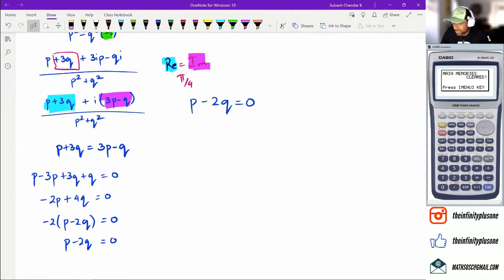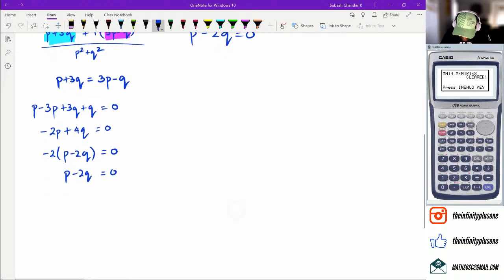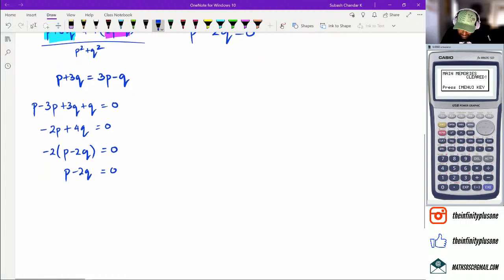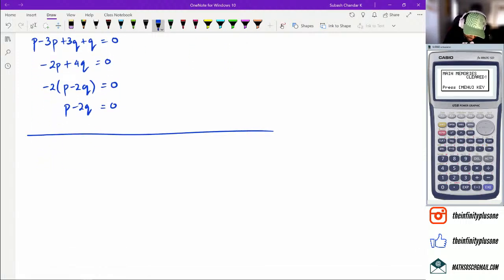So one other thing I wanted to tell you guys while you are here. I've not seen this happen before, but on the odd occasion, they might not use pi over 4. They might use something like argument is pi over 3 or pi over 6. So just to give you a bit of an idea of what happens when they have argument equal to pi over 3 or pi over 6.